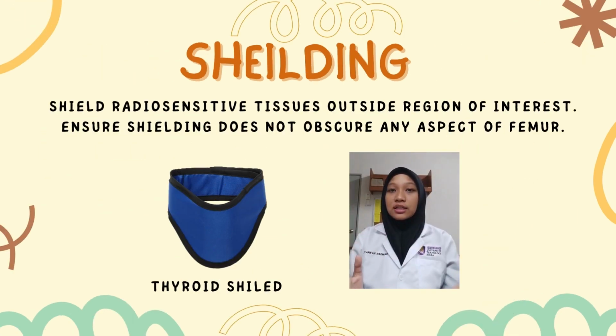The next thing is shielding. Shielding is one of the most important things when we want to do an X-ray examination. What is the function of shielding? Shielding is to shield the radiosensitive tissue outside the region of interest. We must ensure shielding does not obscure any aspect of the femur. So for lateral femur, I use only a thyroid shield.